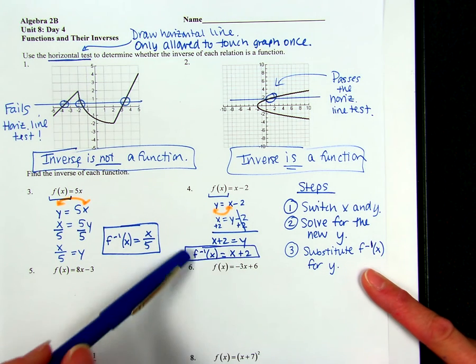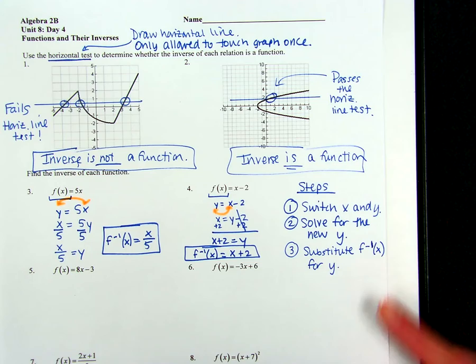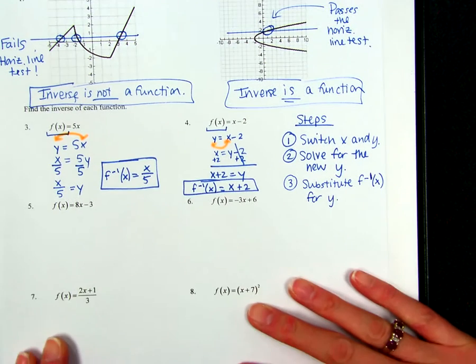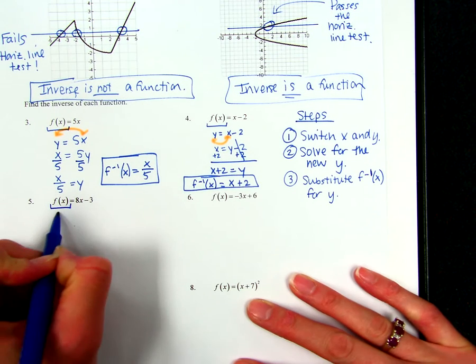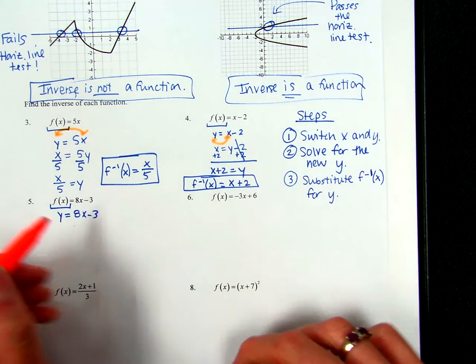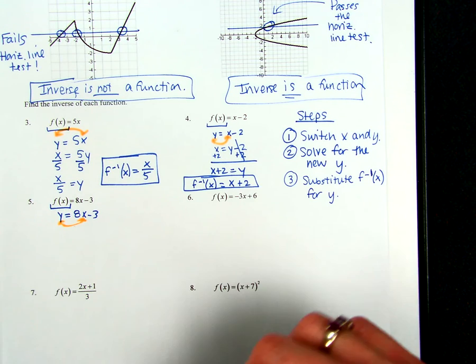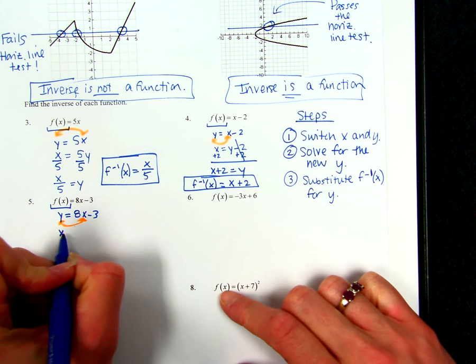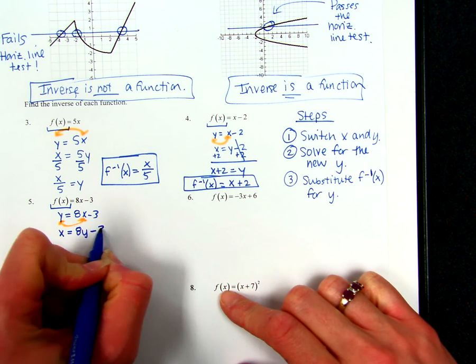And usually you put this on the left side, so notice that I put it on the left side. All right, so we're going to keep going. This is y equals 8x minus 3. Find your x and y and switch them. Notice everything else stays in the same spot. So x equals 8y minus 3.